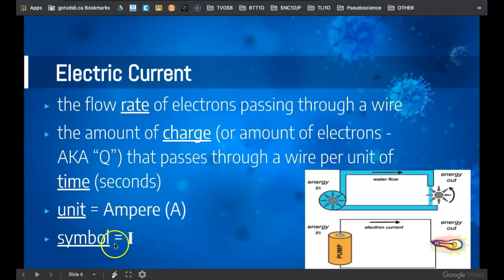The symbol for current is the capital letter I. So if you're trying to figure out how much you weigh, technically what you're trying to figure out is your mass, and the symbol for mass is M. But the units would be pounds, which are lb, or kilograms, which is kg. So mass is measured in kilograms or pounds. Current, with the symbol of I, is measured in amperes. And the units you can shorten to A.